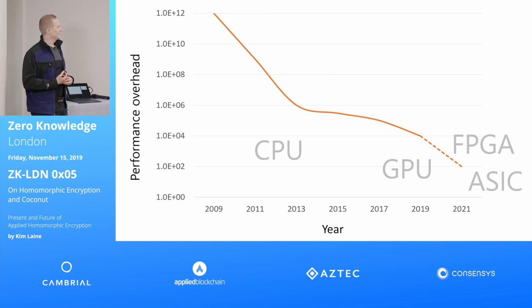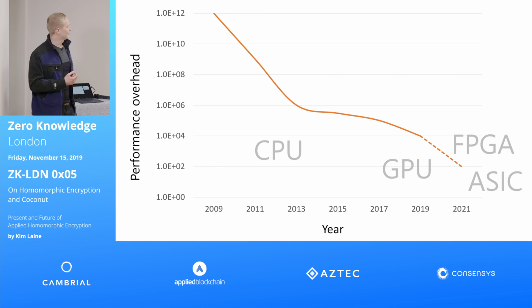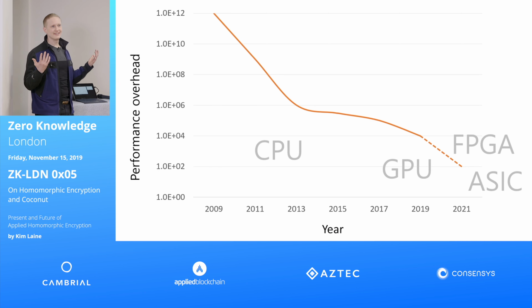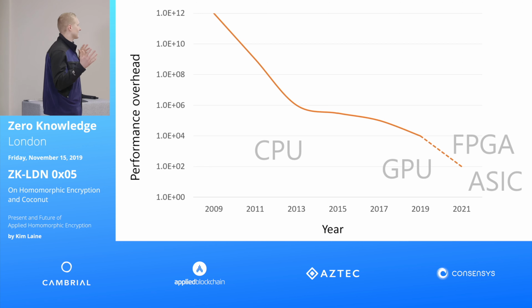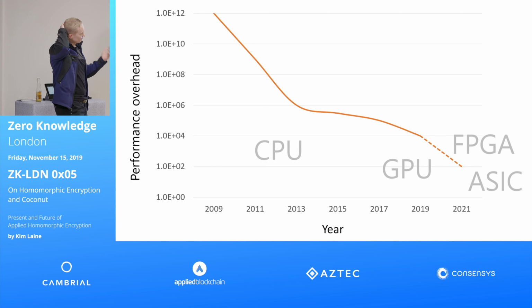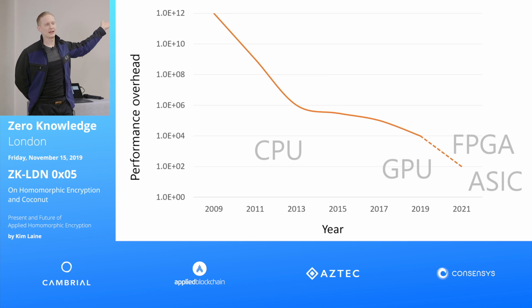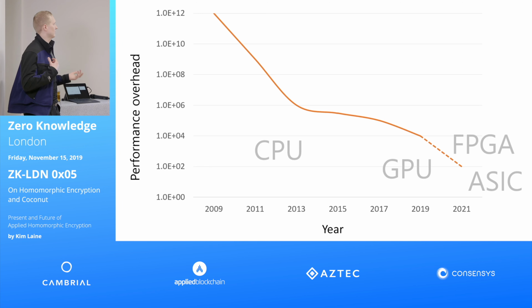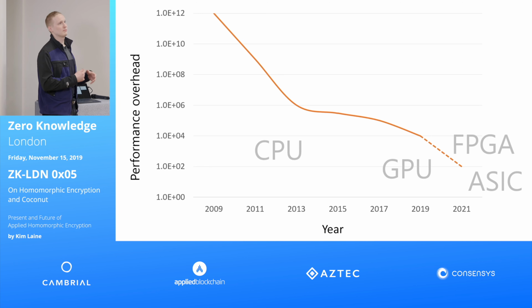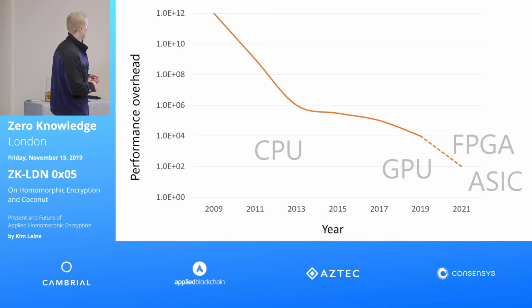So basically, I just did this kind of curve. It's not completely imaginary. It's real. But obviously, I'll tell you why it's very hand wavy. But what you can see here is the trend, which is that when it was invented in 2009, the performance overhead was something like 12 orders of magnitude, like 10 to the 12. You can't do anything. They were thinking about maybe doing some XOR on encrypted bits.